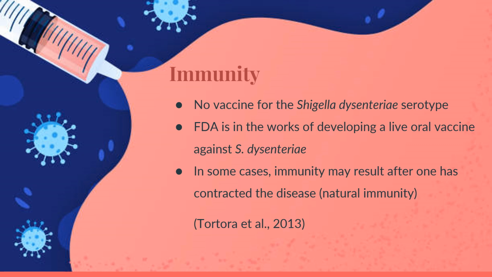Immunity. So unfortunately, there is no current vaccine for the Shigella dysenteriae serotype, but the FDA is in fact in the works of developing a live oral vaccine against the Shigella dysenteriae serotype, and that is as of 2019. In some cases, immunity may result after one has contracted this disease, and we know that is natural immunity.